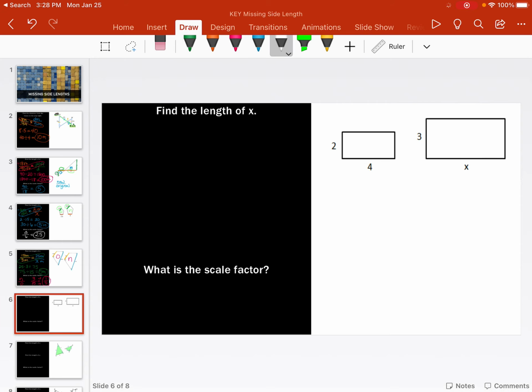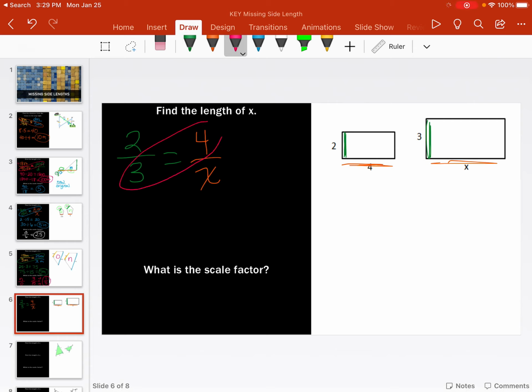All right, let's find our corresponding pieces again. So the short side and this short side, long side, long side. Go ahead and set up your proportion. All right, hopefully you set it up something like 2 over 3 equals 4 over x. Once you have it set up, go ahead and cross multiply, divide. Go ahead and find that length.